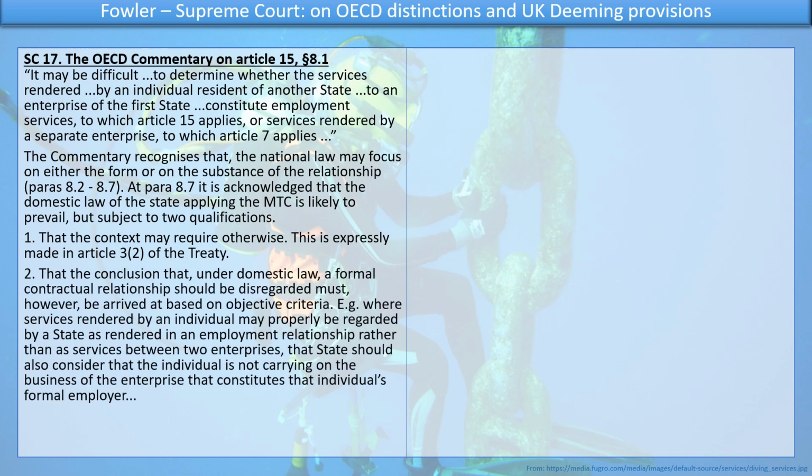And then the second is that the conclusion that under domestic law a formal contractual relationship should be disregarded must, however, be arrived at on the basis of objective criteria. For example, where services rendered by an individual may properly be regarded by a state as rendered in an employment relationship rather than as services between two enterprises, that state should also consider that the individual is not carrying on a business of the enterprise that constitutes that individual's former employer. In other words, it should be treated as an employee and not as an entrepreneur.